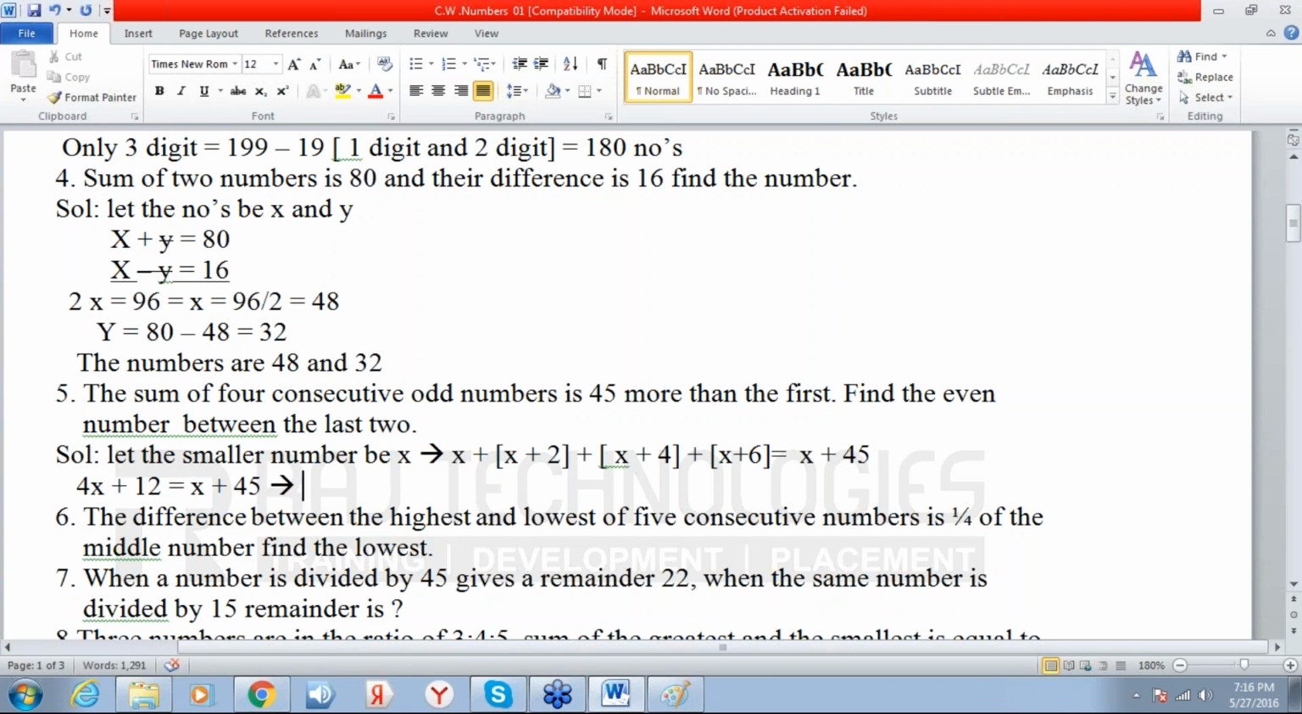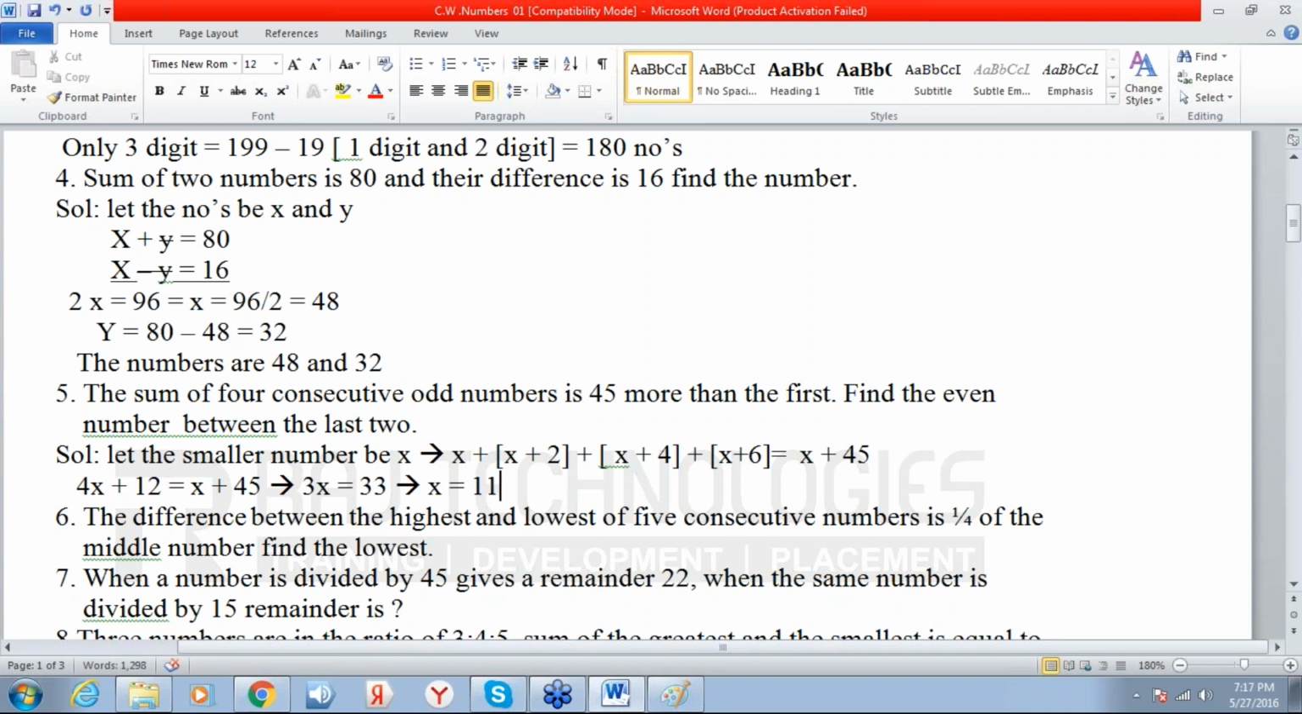So 3x is equal to 4x minus x. When x comes to this side, that is negative. So 3x is equal to 45 minus 12, equal to 33. So x is equal to 11.